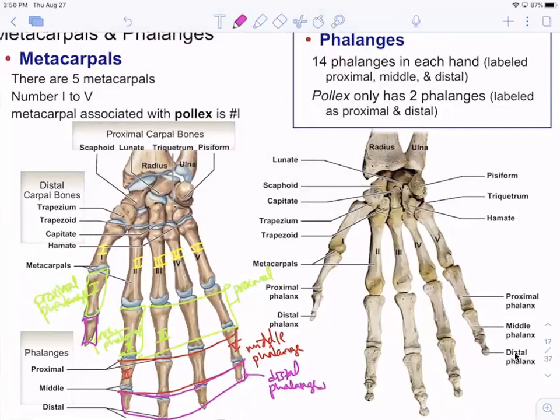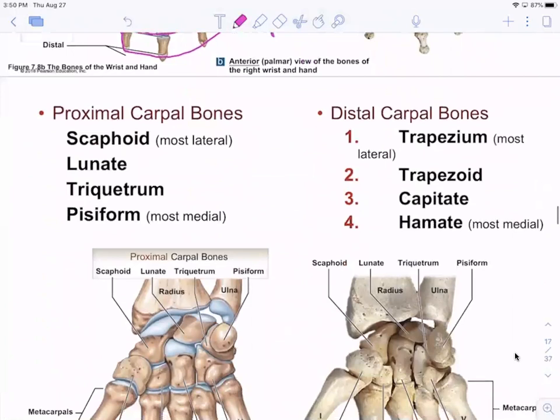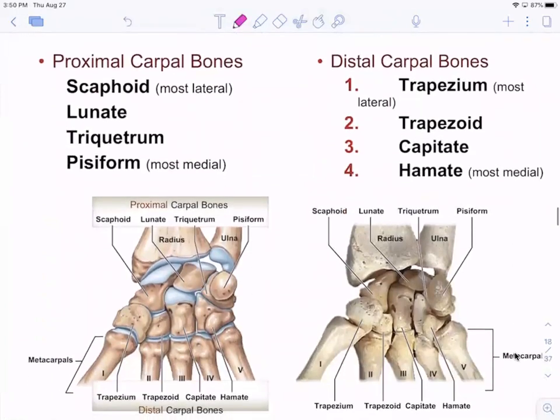And those are on the end. So this is distal. So no middle phalange for the pollex. So those are metacarpals and phalanges. Now let's talk about the carpal bones.